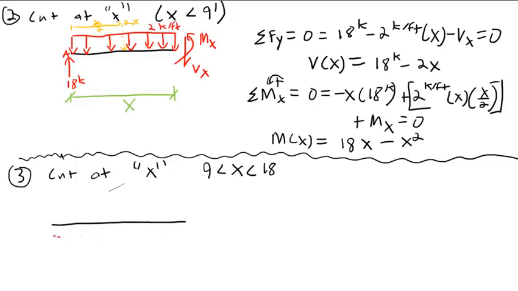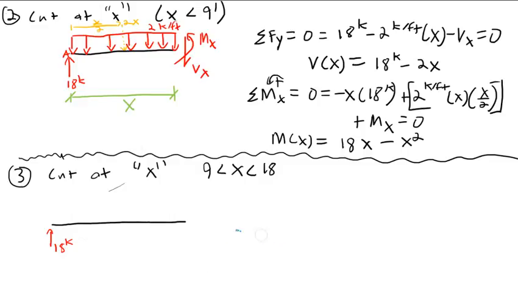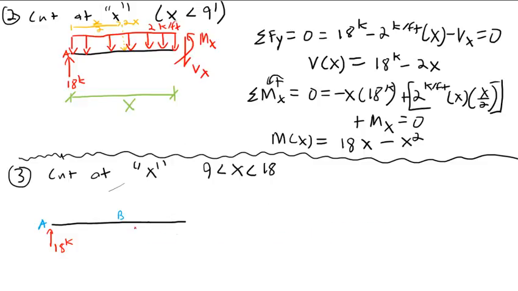Okay, so I'm going to have my 18 kip force here. Actually, let me label some points first. Let's say I have A, B, and that'll do it. And I'm going to have the same 2 kip per foot distributed load all the way down the line.